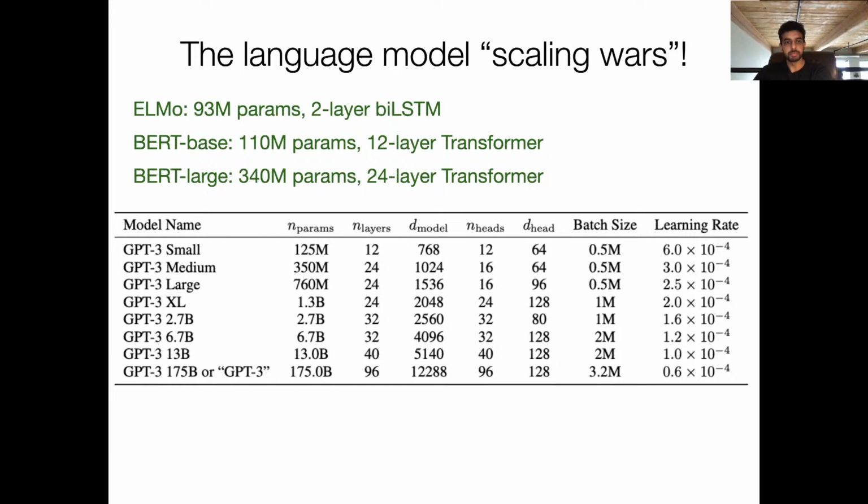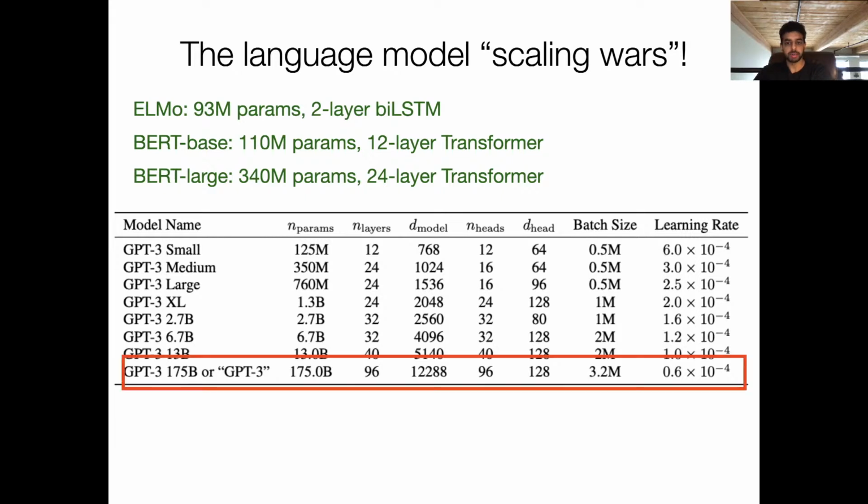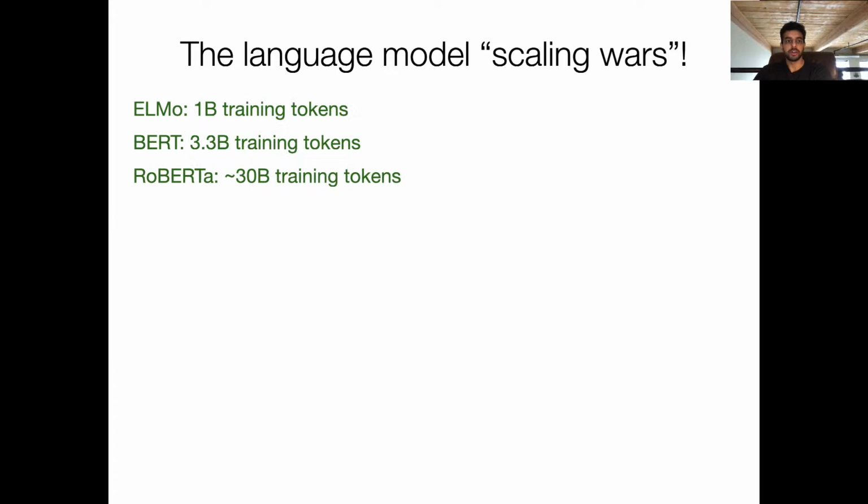So let's move to the data size part. Again, we can start by comparing the models that we've seen before. Elmo was trained on only 1 billion training tokens, and this was from the 1 billion word benchmark data set. BERT was trained on 3.3 billion tokens, and this was a combination of Wikipedia and an unpublished novel data set.